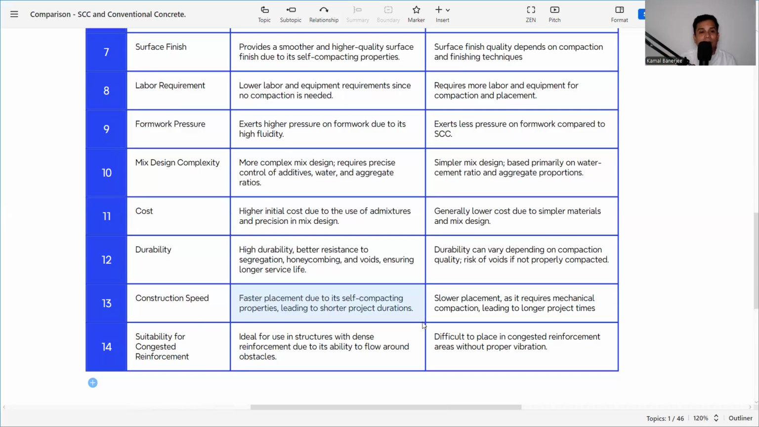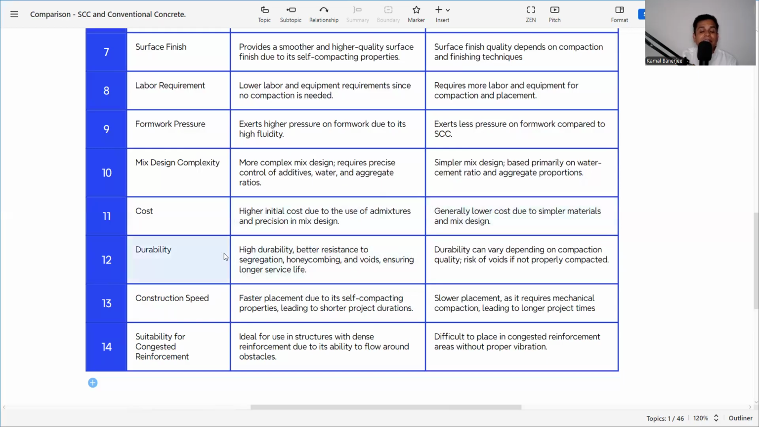You will get full information about how to do the mix design for self-compacting concrete as well as normal concrete. Then the cost: higher initial cost due to the use of admixture and precision in mix design, and also more cement particles, because more fine particles are required to maintain the water-powder ratio. That means the cement content is more. That is why the admixture and the VMA are also used. That is why the cost is more. For conventional concrete, generally lower cost due to simpler materials and mix design compared to SCC.